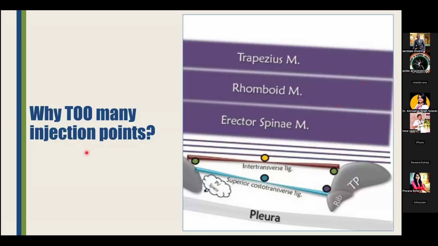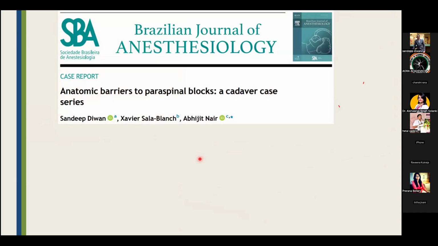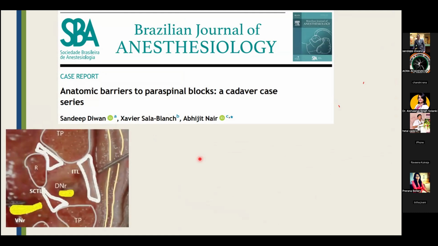And this is the reason why Tugler came out with the question, why too many injection points? You can see the needle's tip being positioned somewhere at these points, and you have got a block in your name. So probably this small space does not require so many needle injections. So what we did was we came out with an article on anatomic barriers to paraspinal blocks, where we mentioned that you have got just three spaces.